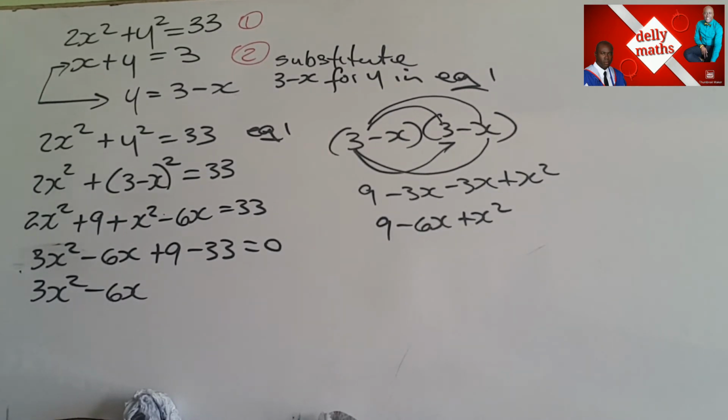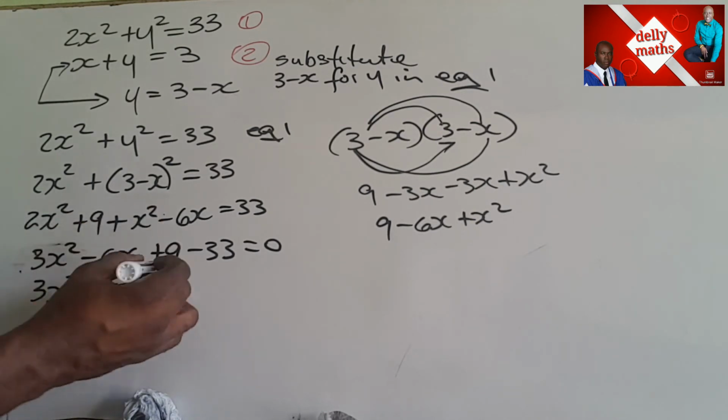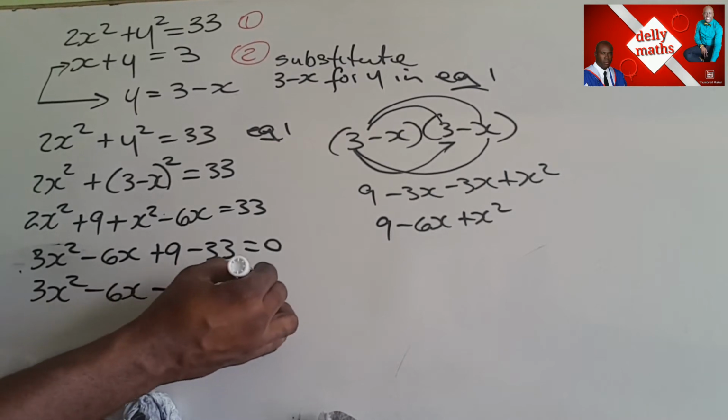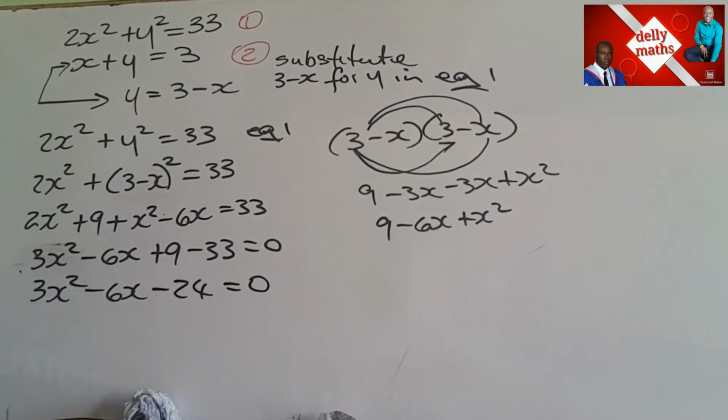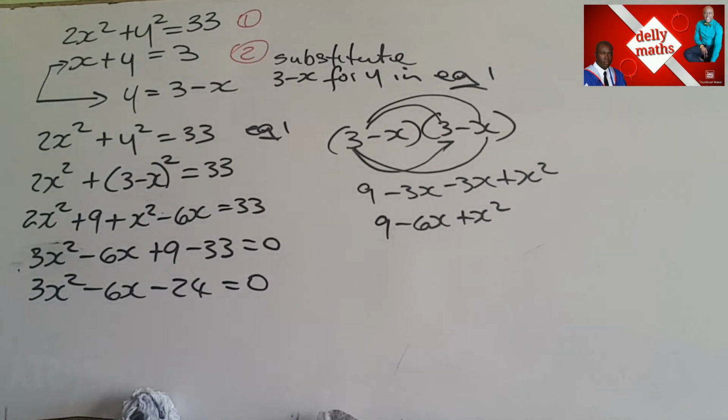All right, so we're looking at 33 minus 9, we're looking at a negative 24, which is equal to 0. Now what we're going to do is, there is more than one way you could solve these sorts of problems, right? Yes, sir. All right, so this is what we have, but guess what?